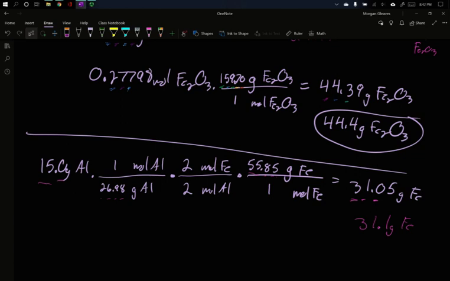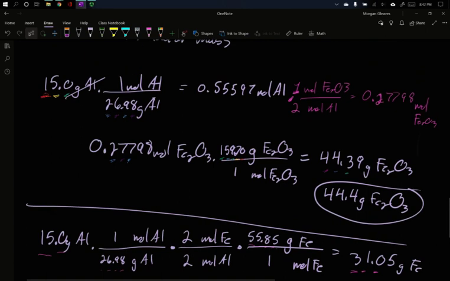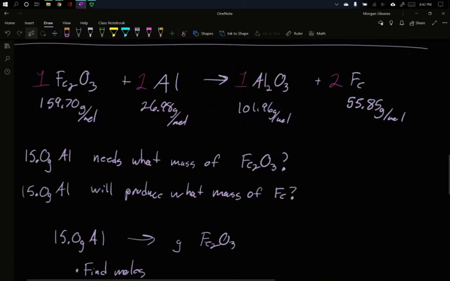You'll notice that we didn't need to use the aluminum oxide molecular mass. We solved it. It was 101.96. But since none of our questions asked us to find out anything about aluminum oxide, it isn't actually necessary for these two problems. And so sometimes you need to find all molecular masses. Sometimes you only need to find the ones that you have values for and are trying to find values for.